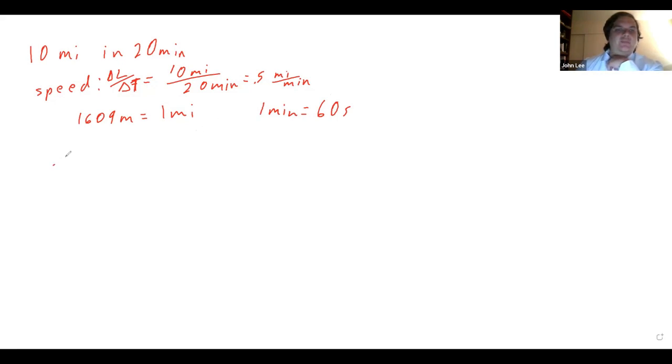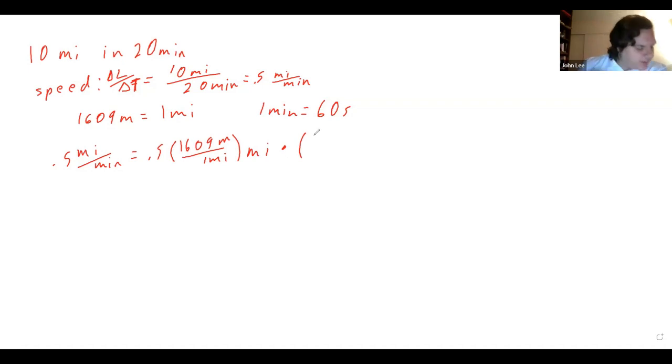So 0.5 miles per minute is going to be 0.5 times 1,609 meters per 1 mile, times 1 minute per 60 seconds, times 1 over minutes.